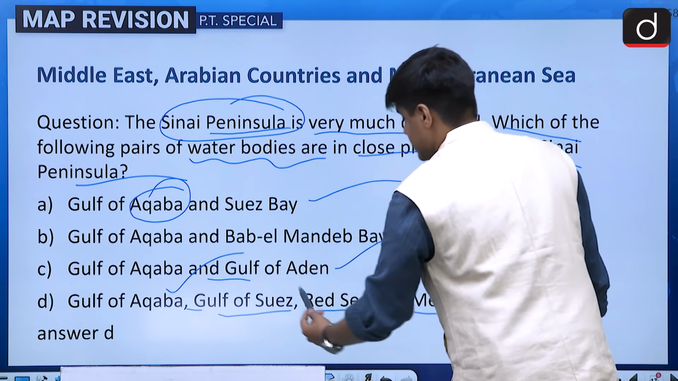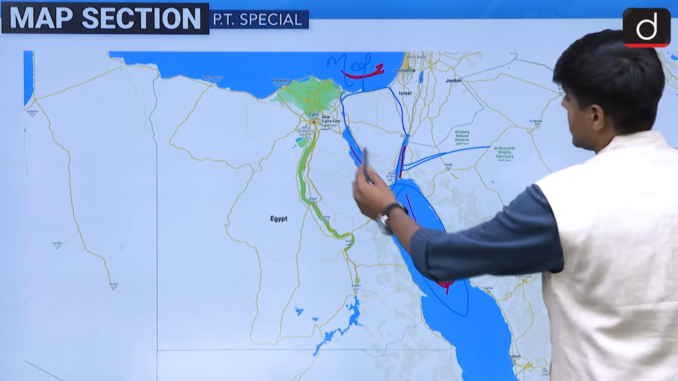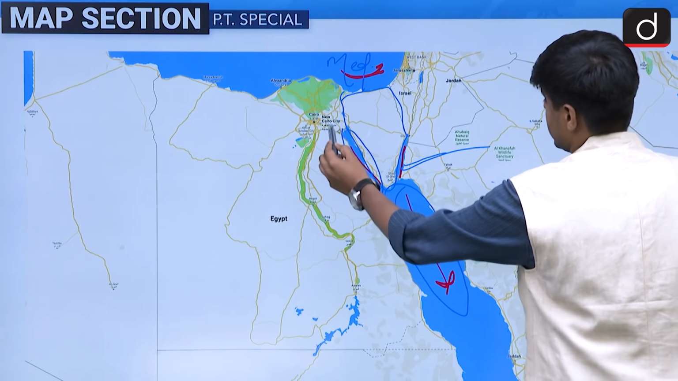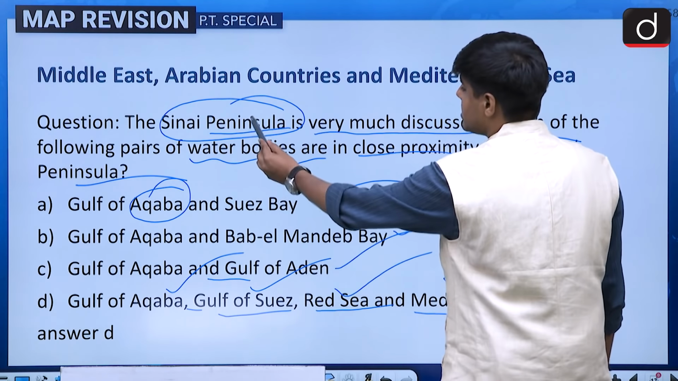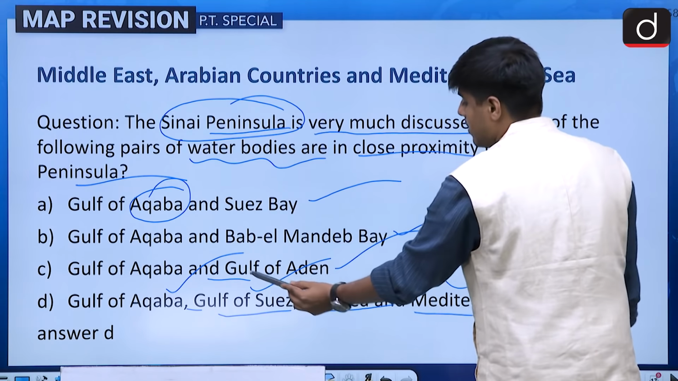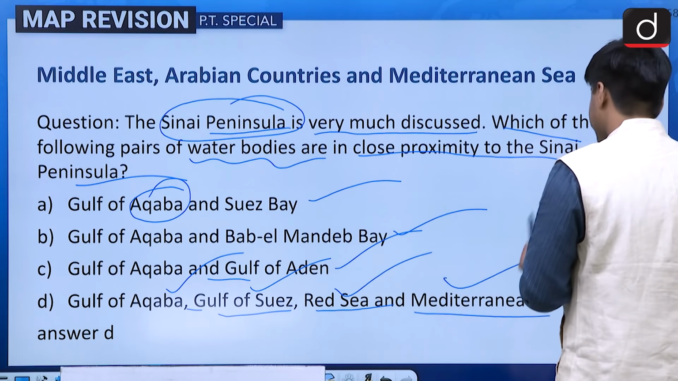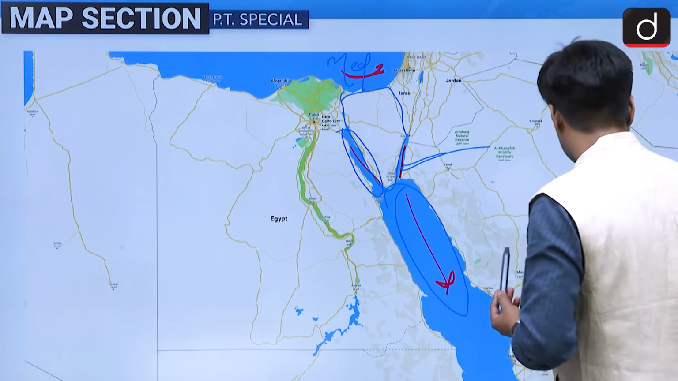The Gulf of Aqaba is here, the Red Sea is here, the Mediterranean Sea is here, and obviously we have the Gulf of Suez. So, D is the right answer. You have to remember that the Sinai Peninsula is in close proximity with the Gulf of Aqaba, Gulf of Suez, Red Sea, and Mediterranean Sea. It actually shares its border with all these four water bodies.